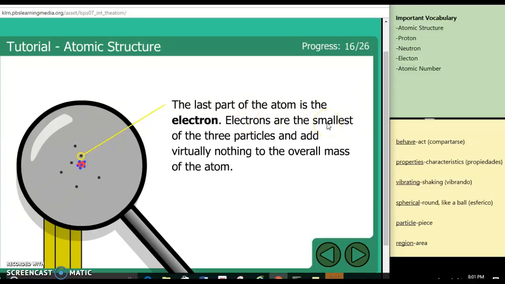Electrons are smallest and add almost 0 to the mass. Very, very tiny.